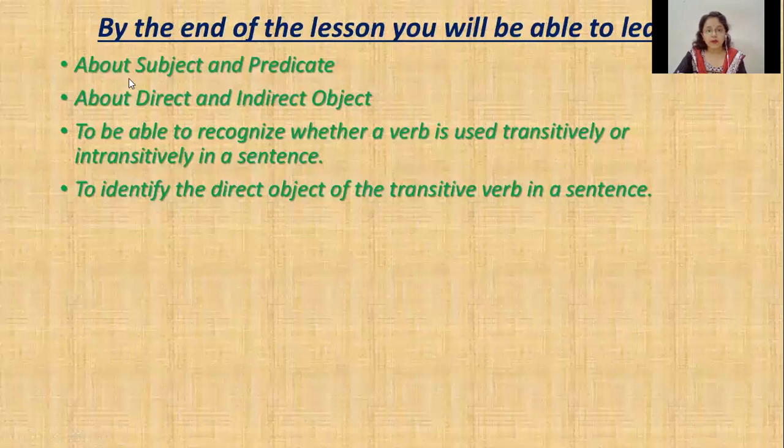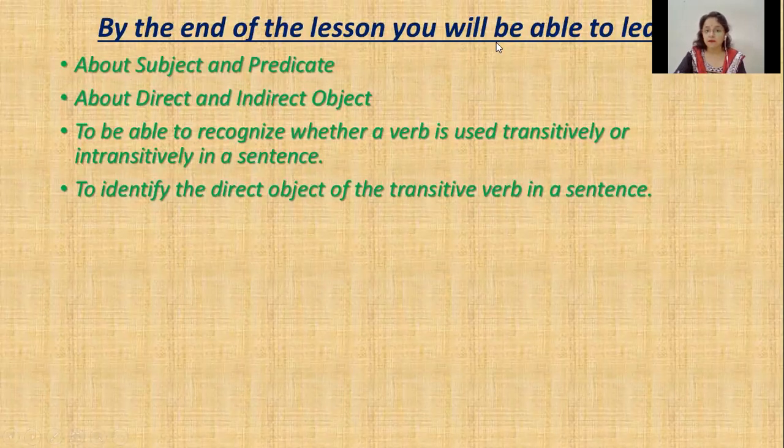By the end of the lesson, you will be able to learn about subject and predicate, about direct and indirect objects we dealt with in our previous video, to be able to recognize whether a verb is used transitively or intransitively in a sentence. This is the most important part. And to identify the direct object of the transitive verb in a sentence.